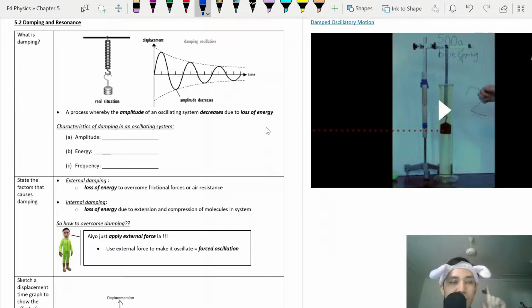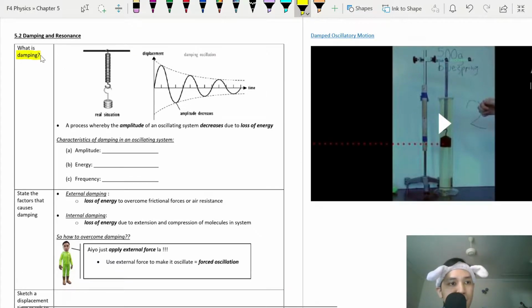Okay, so we are going to look into the second part of the wave, which is damping and resonance. This is a very simple thing, so it's going to be a very short video, just to show you the meaning of damping and resonance. So if we talk about damping, right?